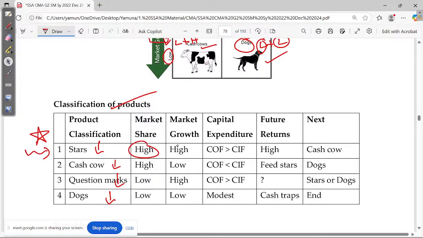What is the market share? High. Market growth? High. Capital expenditure: please highlight this column. Cash outflow will be more than cash inflow. You will not be expecting cash inflow, but you have to spend and spend and spend to be a star. Future returns definitely will be high. What is the future return? Being a cash cow. Now you are a star, but at one point of time you are going to be a cash cow. So cash cow will be the next level, and at that time you will be generating cash.